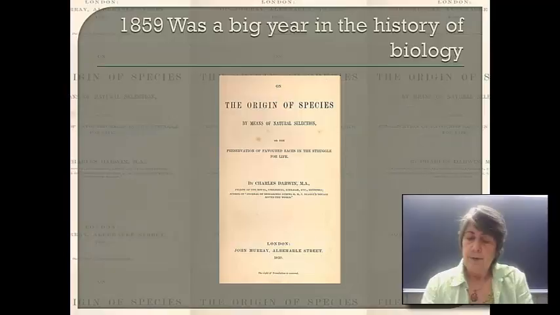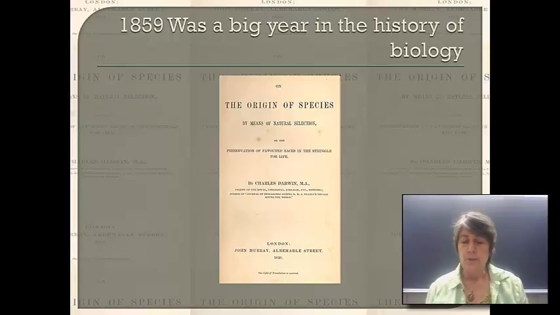But in order to get there, we're going to return to the year 1859. This was a seminal year in which a book entitled On the Origin of Species by Means of Natural Selection was published. The author, I'm sure you already know, was Charles Darwin. He had actually been working on this book for 20 years.